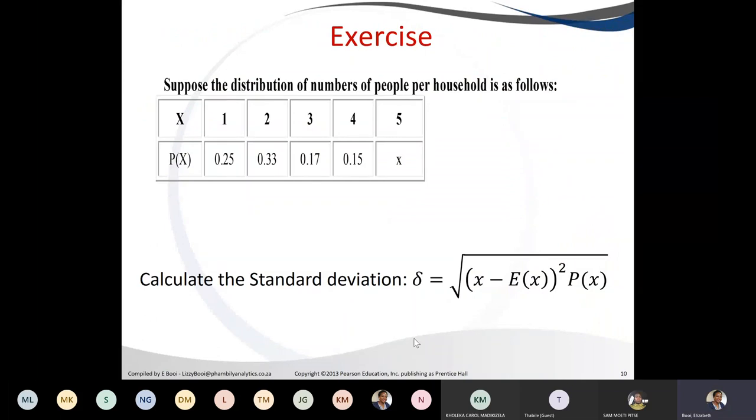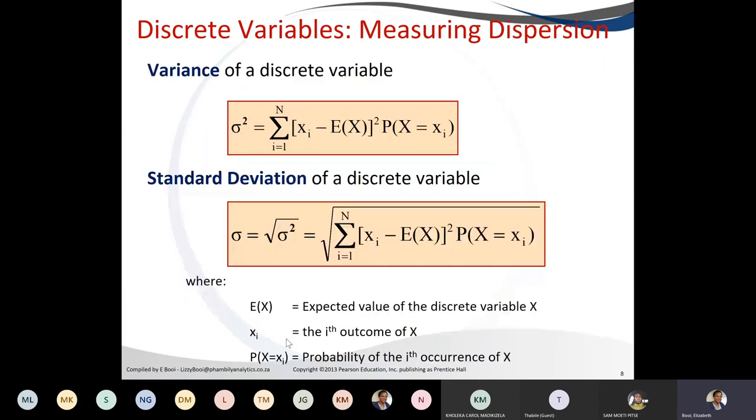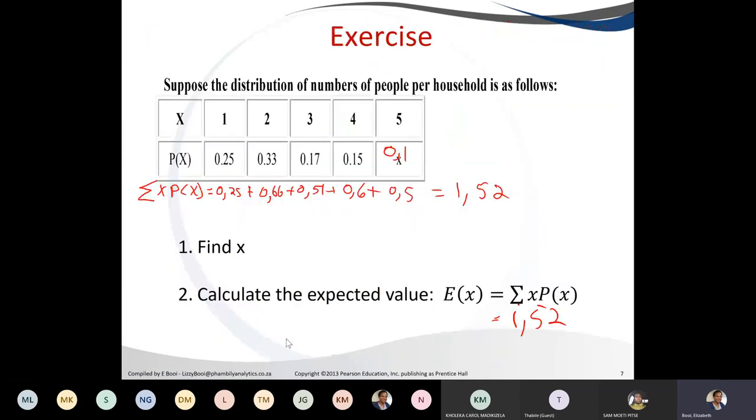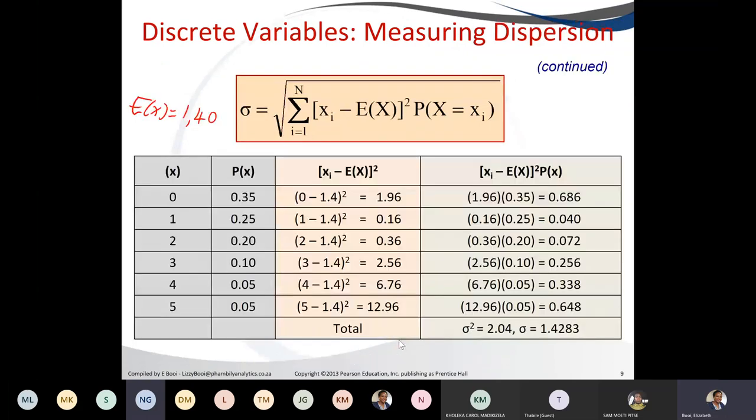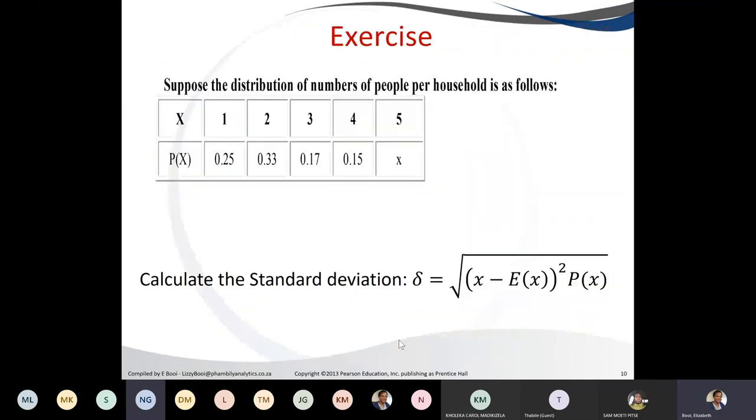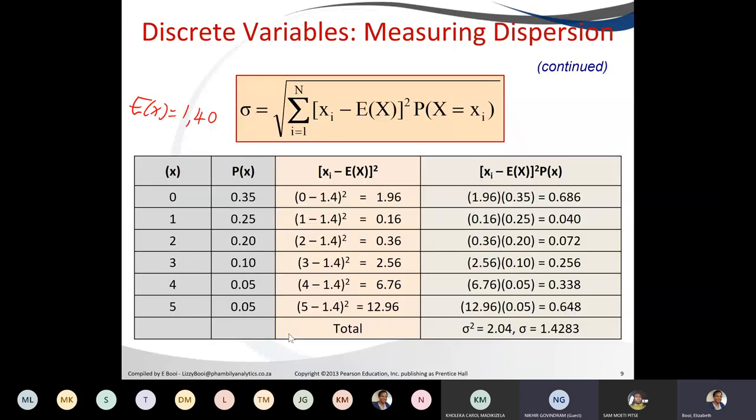Remember, we've calculated this. We found that the mean, remember, that's you continuing from where you left off. Your mean was 1.52. That was your mean. So now, sorry, ma'am, to disturb. I think that answer is a bit incorrect. Which answer? For the expected value, I believe it's 2.52 if you add it up.